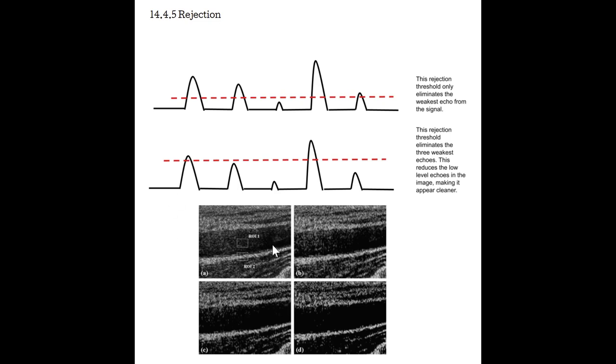This one might actually represent just getting rid of this first little echo here. Increasing the rejection a little bit might say to get rid of these echoes. We can see that we're getting less noise, less speckle in our vessel here. Increase the rejection even more, we start to get rid of even more of the echoes. And then lastly, if we increase our rejection enough, we can really get rid of a lot of those low-level echoes, really making the picture nice and crisp and eliminating those low-level echoes that kind of distract from what we really want in the image.